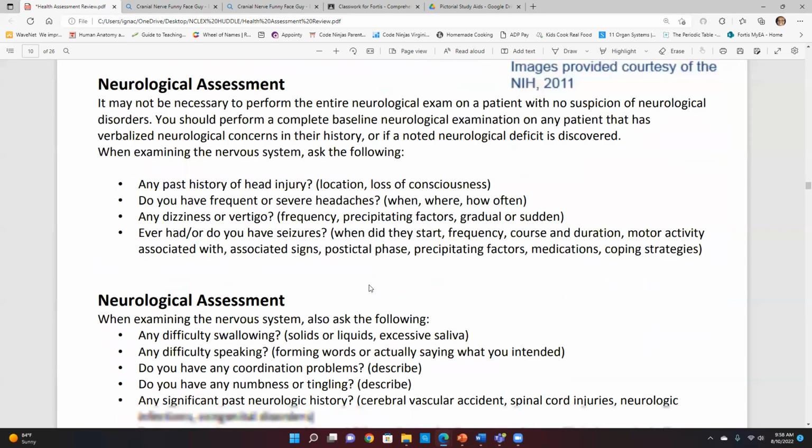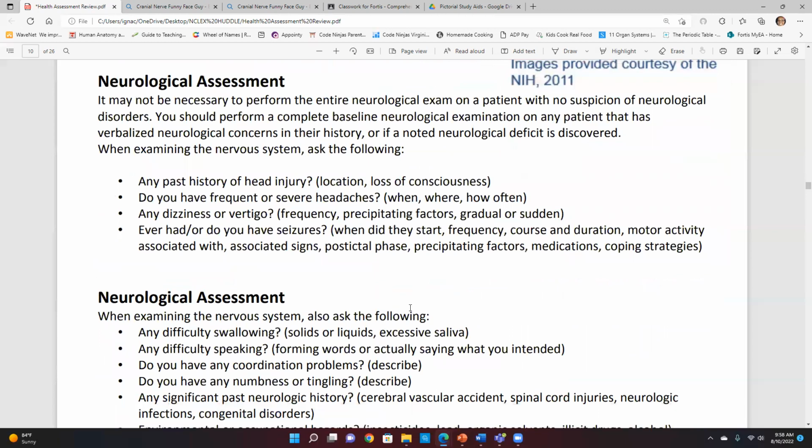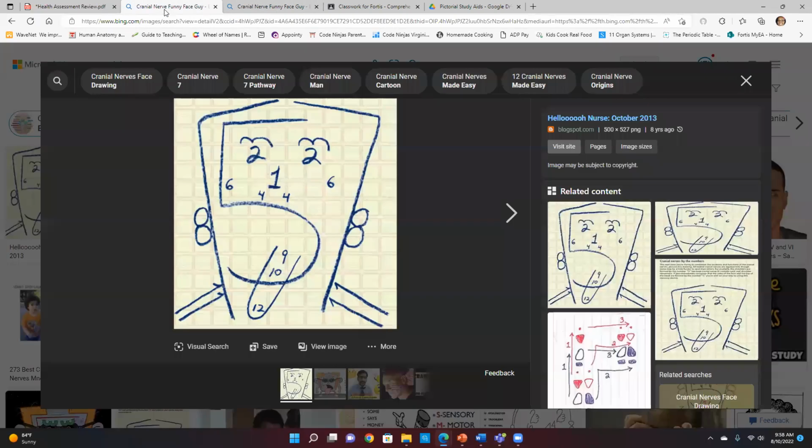All right, now we're going to jump to the neurological assessment. The neurological assessment is a detailed assessment, and I want you to think about your cranial nerves. I'm going to share this with you. This is the cranial nerve funny face guy. If you are having a test on the nervous system in the future and you know that the cranial nerves are going to be on it, you can definitely memorize this picture and draw it, and it will help you understand the 12 cranial nerves.